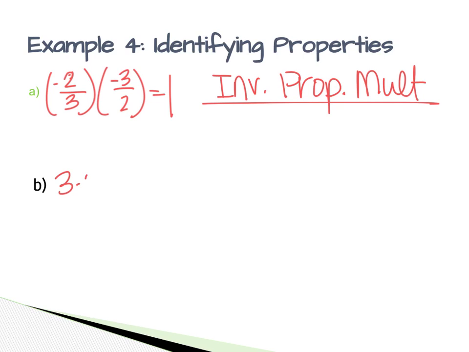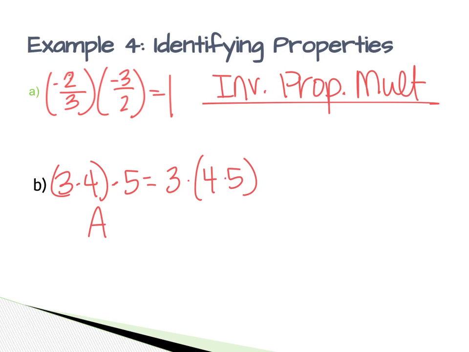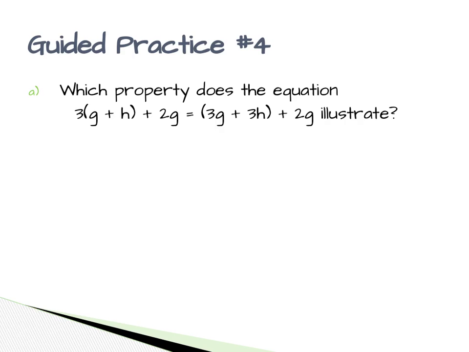B, 3 times 4 in parentheses times 5 equals 3 times 4 times 5 in parentheses. Well, when the group changes, that means that that is the associative property, and I'm multiplying, so I'm going to say it's the associative property of multiplication. All right, so you try. I go 3 times g plus h plus 2g, and that becomes 3g plus 3h plus 2g. So obviously I multiplied the 3 by both these things, so that's going to be the distributive property.